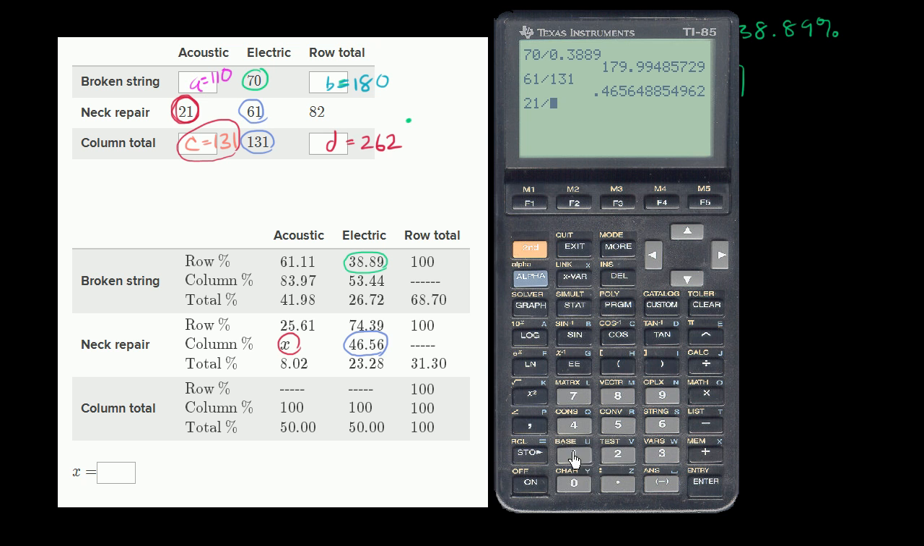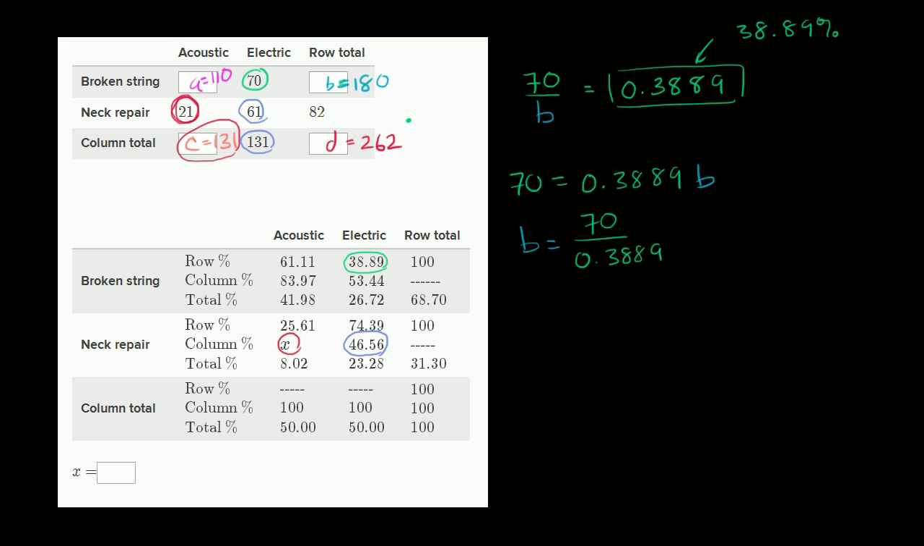21 divided by 131 is equal to 16.0... Let's see, everything they're rounding in terms of percentage, they're rounding to the nearest hundredth, so hundredth of a percent. So 16.03%. So x is 16.03%. And so I think we are done.